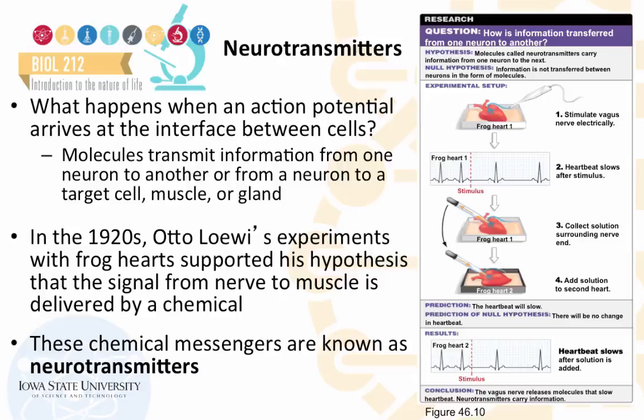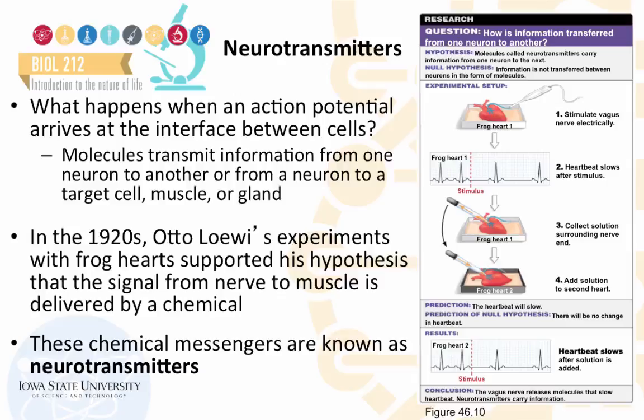In the 1920s, Otto Loewi's experiments with frog hearts supported his hypothesis that the signal from nerve to muscle is delivered by a chemical. What he did was take a frog heart and a nerve that stimulates the heart, inducing it to beat slowly. On stimulating the vagus nerve that connects to the heart, he was able to reduce or slow the heartbeat after the stimulus.